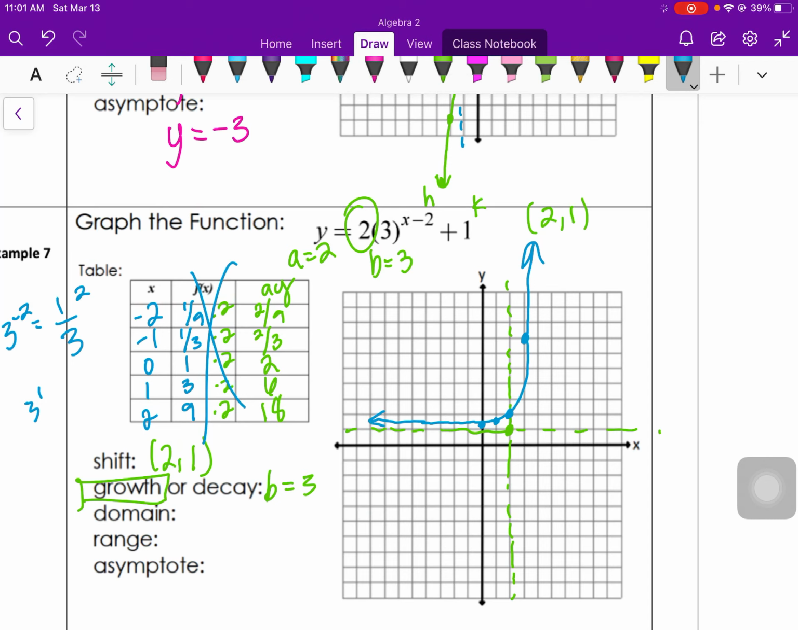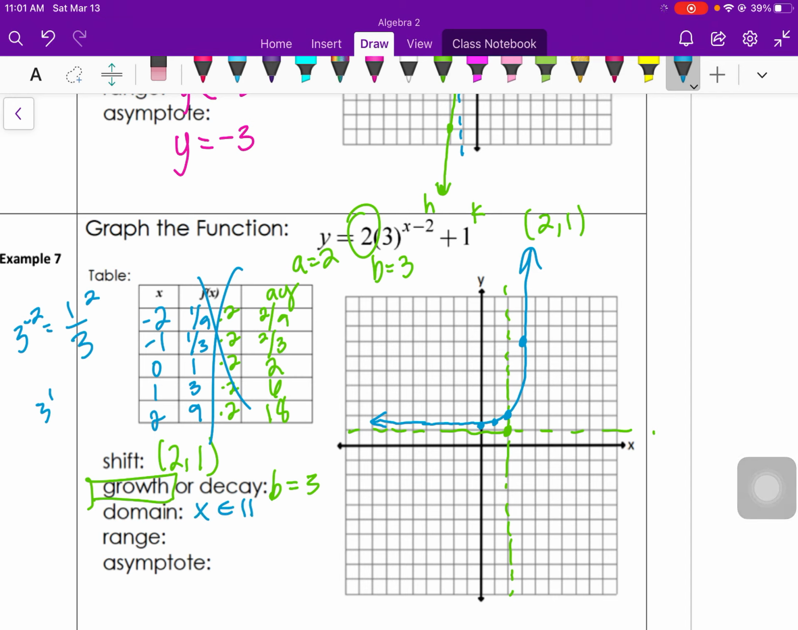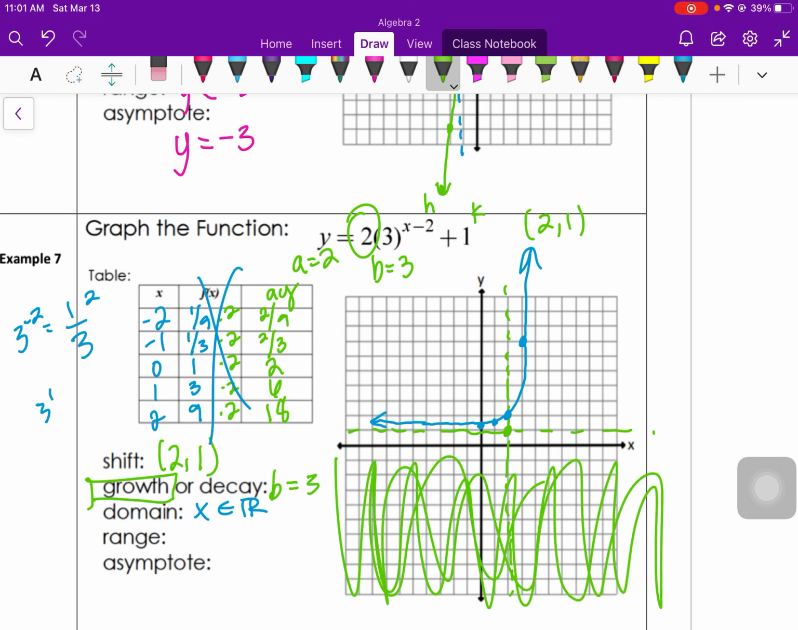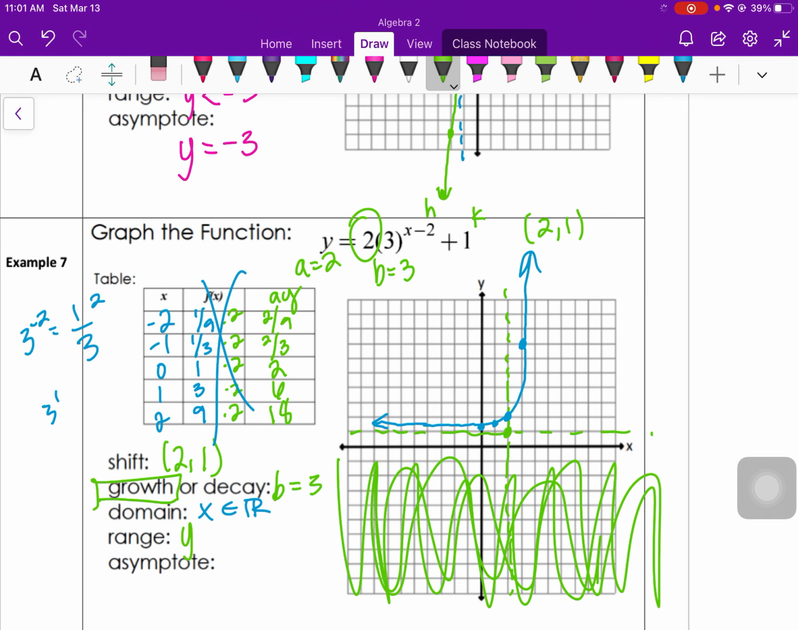So again, approaching my asymptote, but never crossing it. My x's are going all the way left, all the way right. There's no restrictions there, so x is an element of all reals. My range, I notice I've got nothing below that green line, so my y's have to be greater than +1, which was my k, so that's fantastic, which makes my asymptote y equals k, which is 1. So my asymptote is y equals 1.